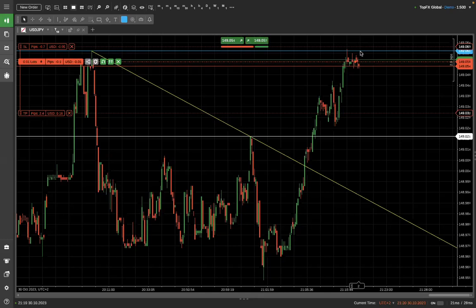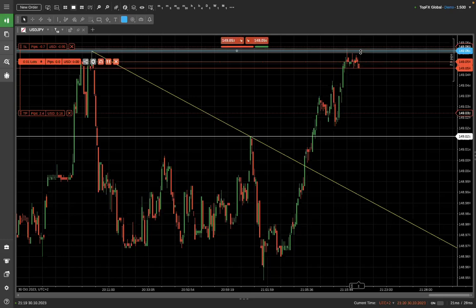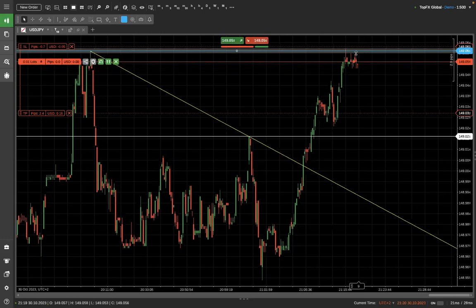So as you can see, I've been using this technical resistance to open the sell order, just for educational purposes only, just for showing you guys that you can use it and you can do it on the tick chart.